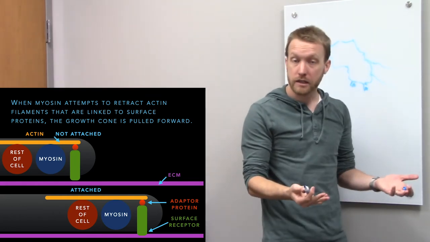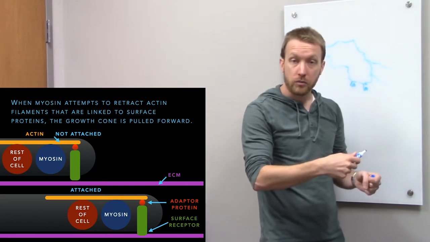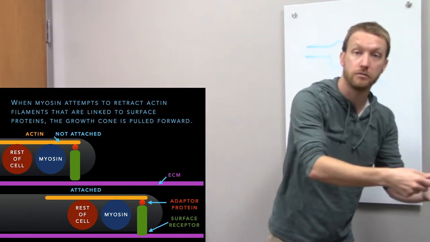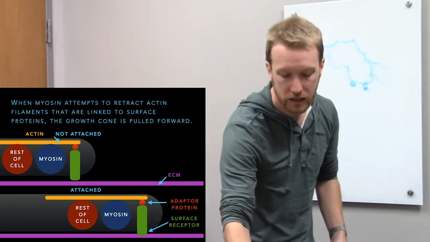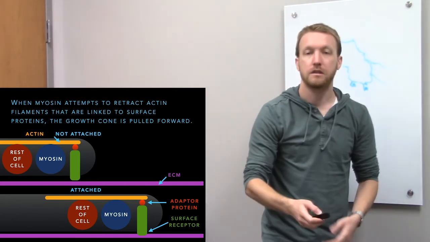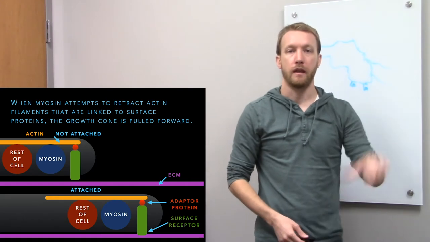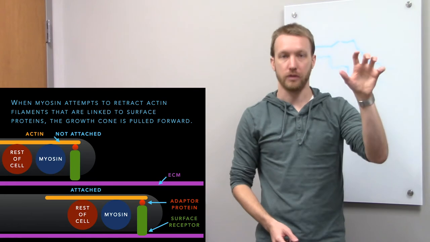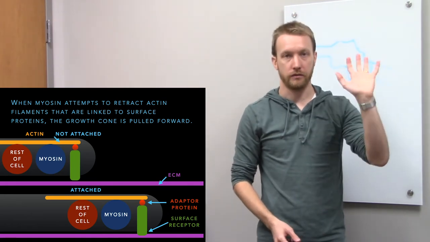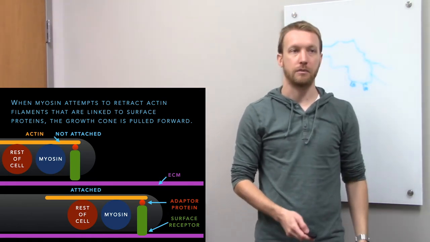Now, if we happen to catch something, well, rather than pulling the line back in, that's going to pull the growth cone forward. I like to think of it as a rock climber. You can think of it however it works for you. So if we grab onto a hold and we can get a good grip, we'll pull ourselves forward. If we don't have anything to hold onto, we're just flapping our arms around.